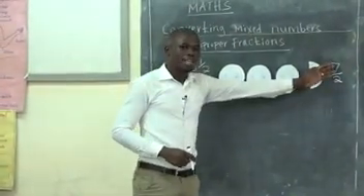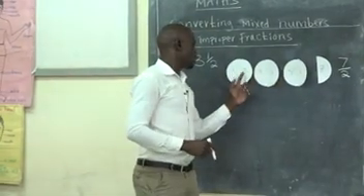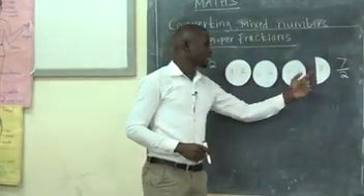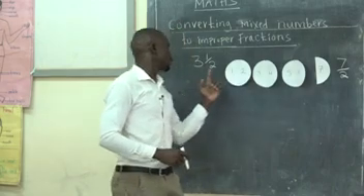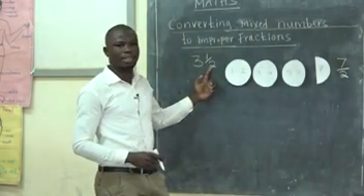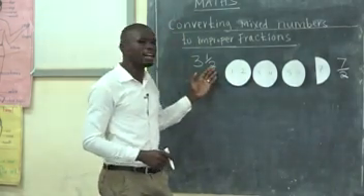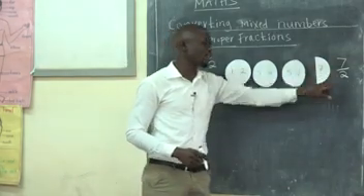7, how did we get it? We counted the halves. 1, 2, 3, 4, 5, 6, 7. How do we get 2? 2 is the original denominator, which is showing us the halves. And therefore, we have 7 halves.